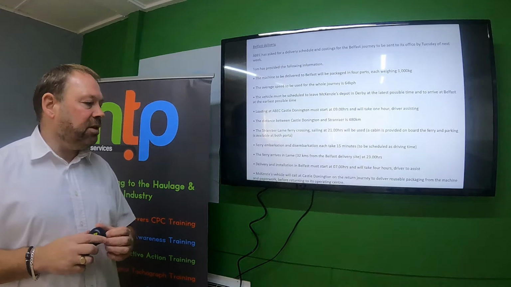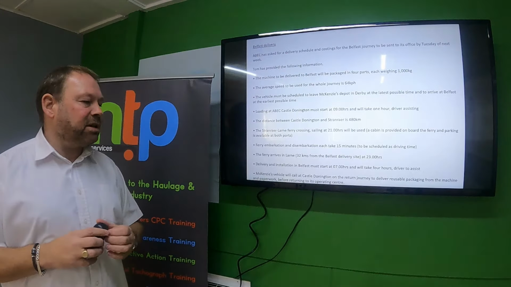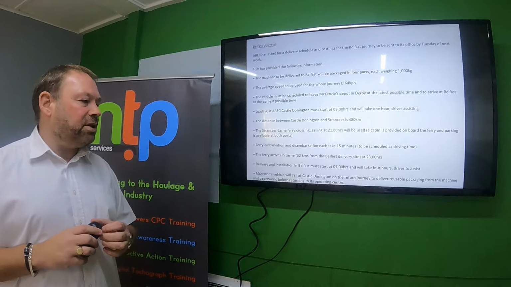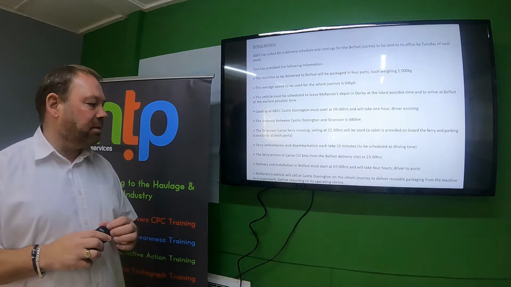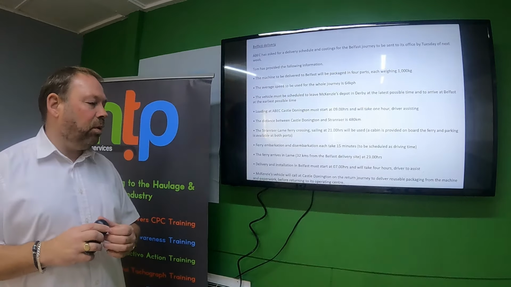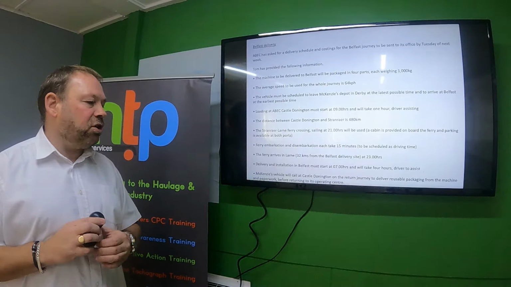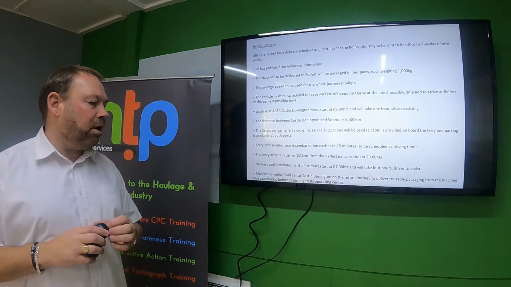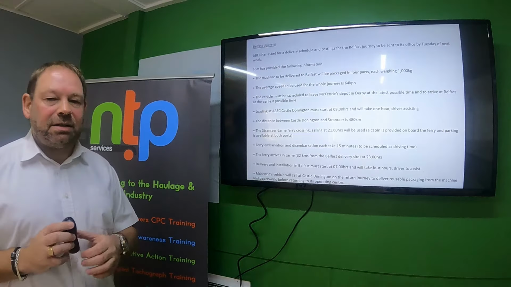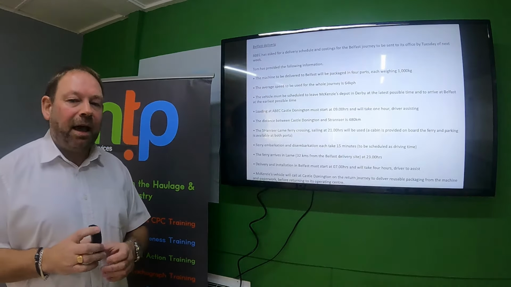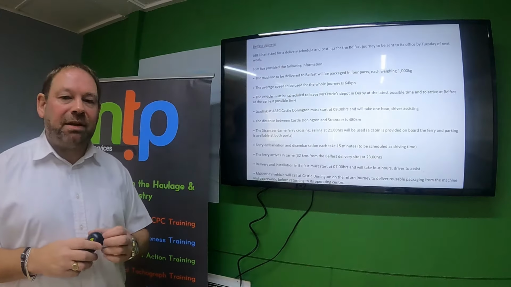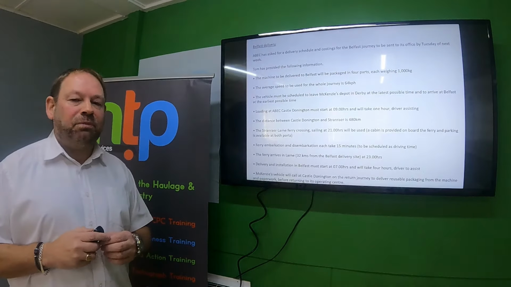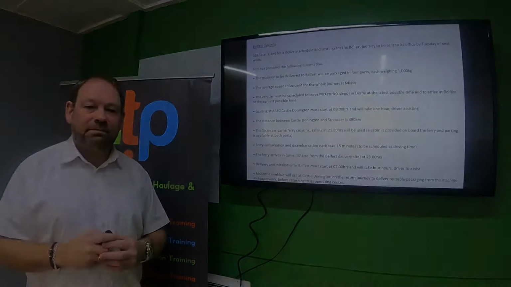Delivery and installation in Belfast must start at 7 o'clock in the morning and will take 4 hours, driver to assist. Mackenzie's vehicle will call at Castle Donington on the return journey to deliver reusable packaging from the machine and paperwork before returning to its operating centre. Have a little look through, highlight what is relevant for our driving schedule, pause, and we'll go through it in a second.